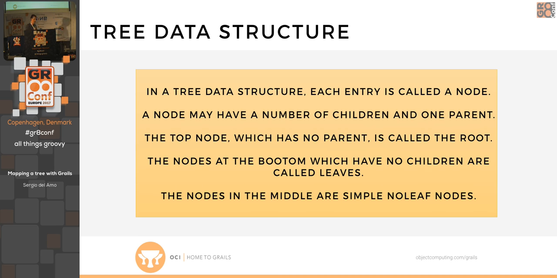Some quick definitions. When we call a tree a data structure, each of the entries is called a node. A node may have a number of children and one parent. The top node, which has no parent, is called the root. The nodes at the bottom, which have no children, are called leaves. And the nodes in the middle are simply non-leaf nodes.